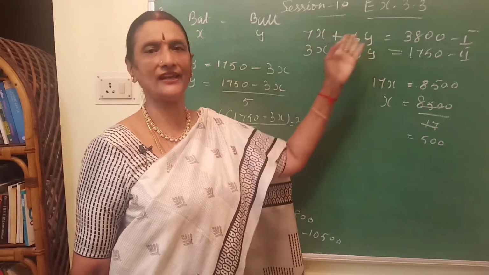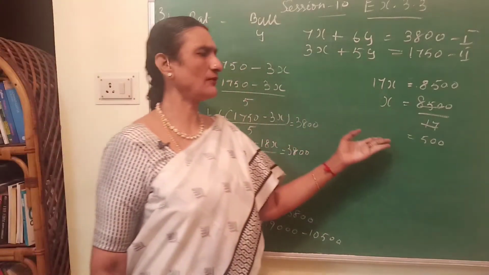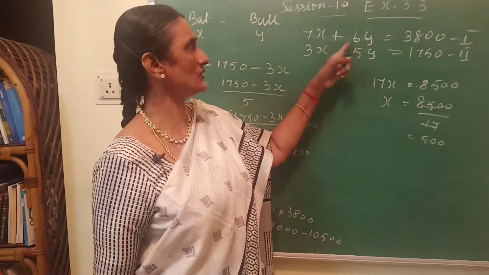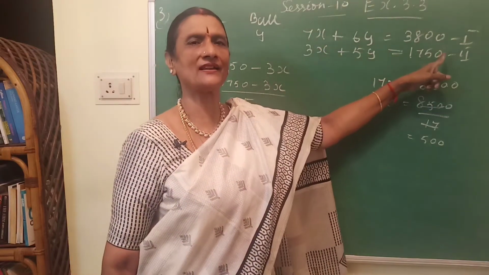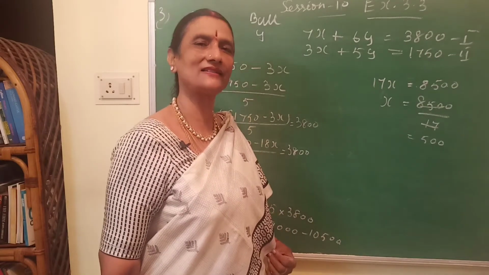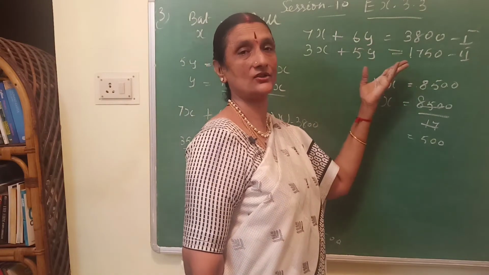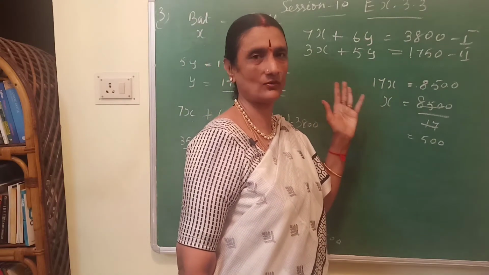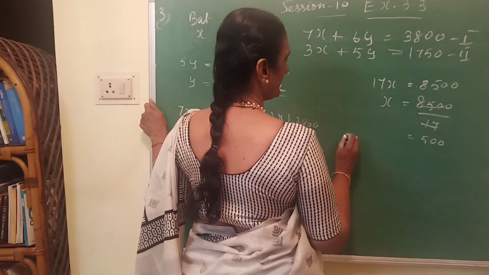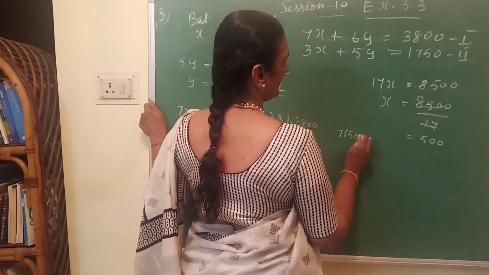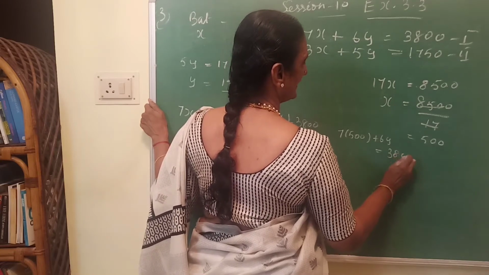Substitute in any one of these equations, or you can substitute the value of x here. Some of you can do it mentally. So this is 7 into 500, which gives you 3,500. Transposing, we will get 3,800 minus 3,500, giving you the value 300. So 6y is equal to 300, y is equal to 50. That's what we'll get. I can do it anywhere I want. So I get 7 into 500 plus 6y is equal to 3,800.